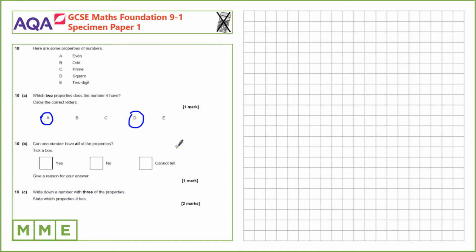Question 10b. Can one number have all of the properties? We did touch on this before, so we said that 4 could not be even and odd, because a number is either even or odd, so a number can't have all the properties, no. And that's our reason. It cannot be even and odd.